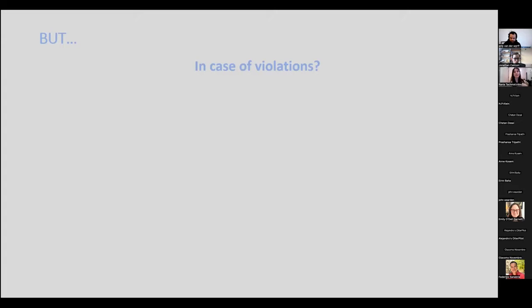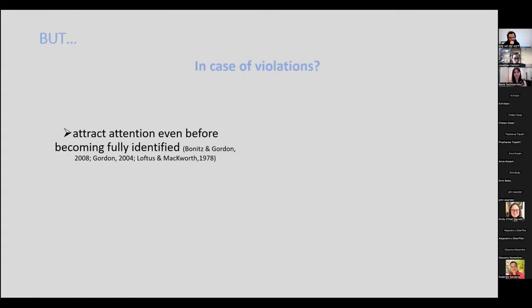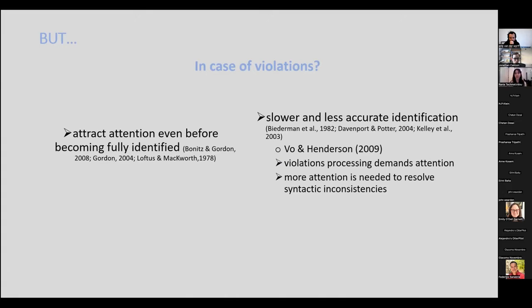So the good thing is that there is a lot of interest for this type of violations, and we have plenty of literature and very interesting research on this. On the other hand, the findings are a bit contradictory. On the one hand, we have lots of research and findings supporting that this type of violations and these objects attract attention of the viewer even before they become fully identified by them. On the other hand, there is also lots of research supporting that these types of violations and these objects are identified slower and less accurately by the viewers.